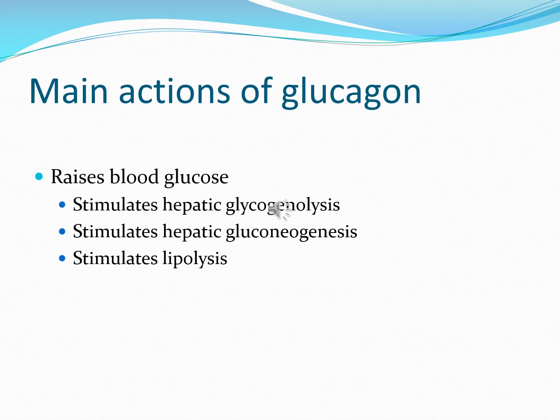So again, the main action of glucagon is to increase blood glucose. And it does this by stimulating hepatic glycogenolysis, that's the breakdown of glycogen to glucose. It stimulates hepatic gluconeogenesis, that's the formation of glucose from other precursors, and it also stimulates lipolysis, which is the breakdown of fats for energy.